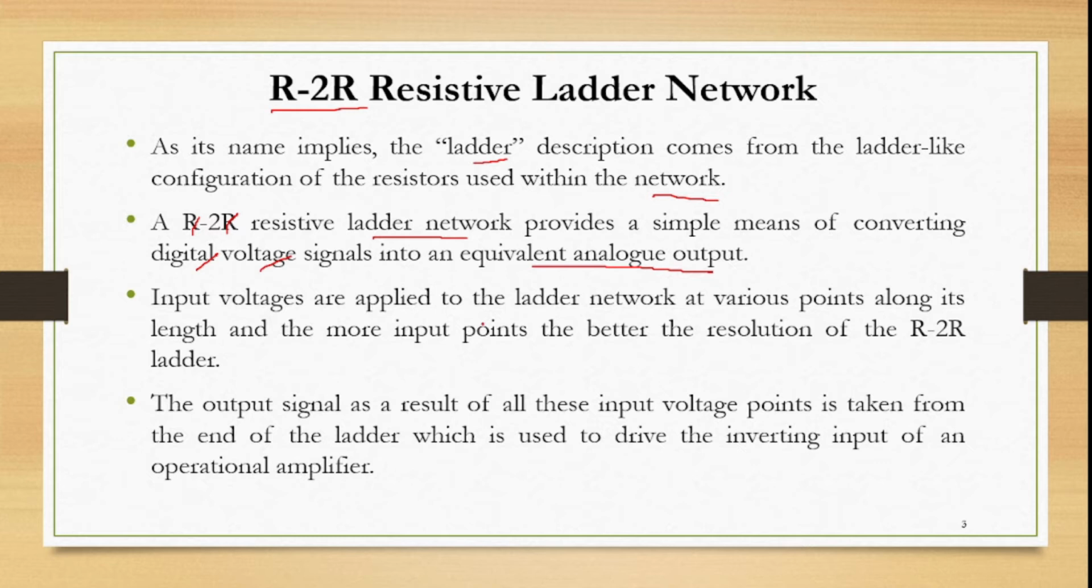The input voltage is applied to the ladder network at various points, and we get an output equivalent to the digital input. The output signal, the result of all these input voltage points, is taken from the end of the ladder. Finally it drives the inverting input of the operational amplifier to give the final output.